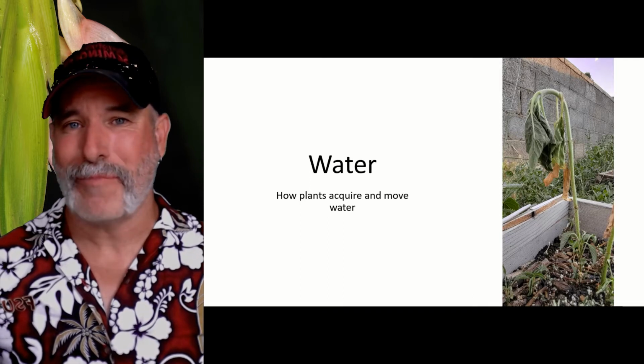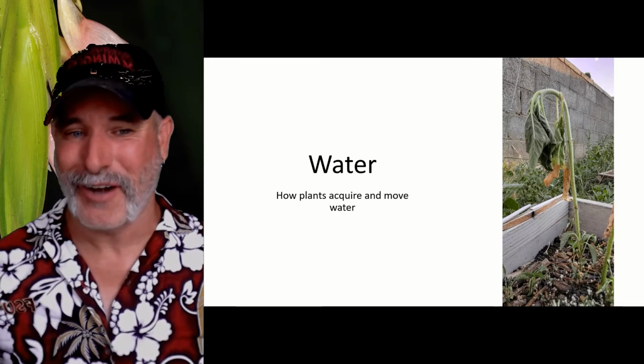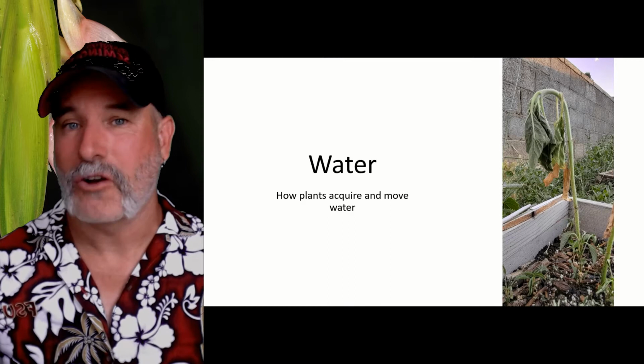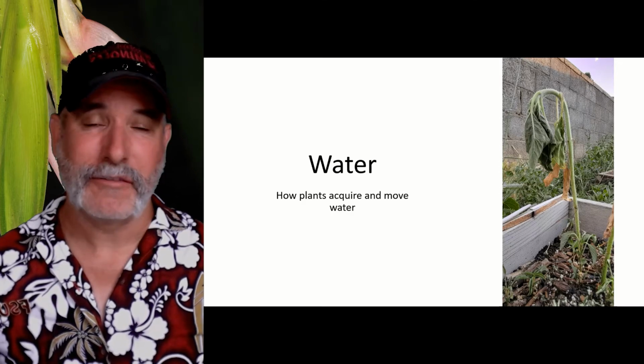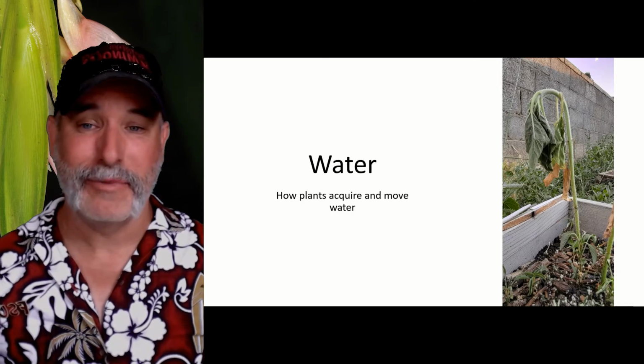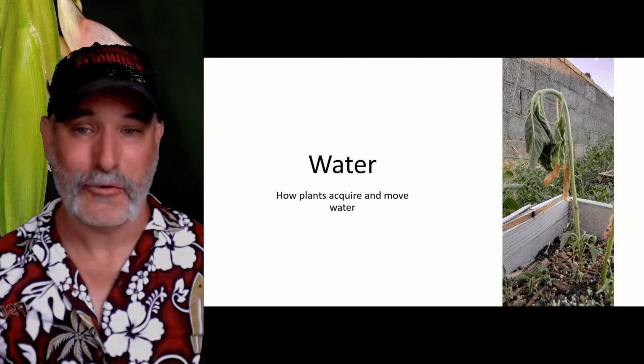So what we're going to talk about, related to swamp coolers and water and drought, is how do plants acquire water? Because if they don't get water, they die. Or they begin to wilt like this poor plant on the right.